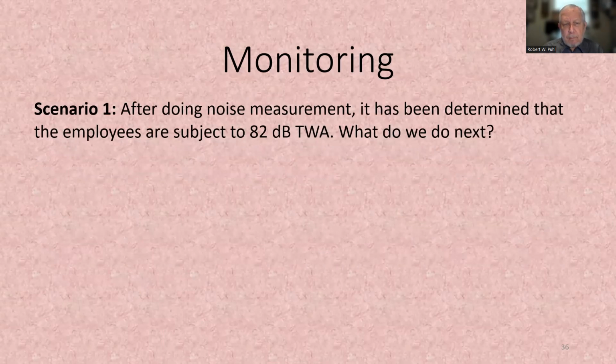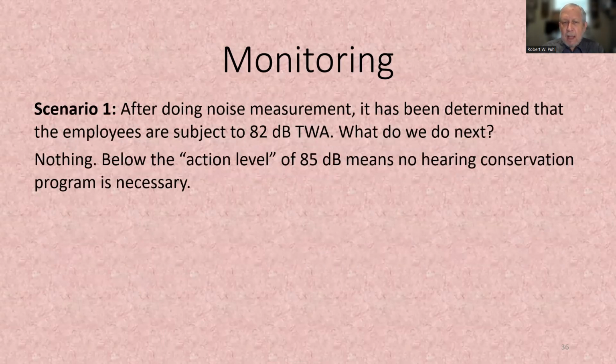So here's a scenario. You do some noise test measurements all around the place, and you figure out the employees are subject to 82 decibels time weighted average. So what do you do next? Well, nothing. It's below the action level. So the action level of 85 decibels means no hearing conservation program is necessary. So it's 82. You measure all the places, you get an 83 or 84 here, maybe an 85 or 86 once in a while, but most of them are 80, 81, 82. You don't have to do anything.